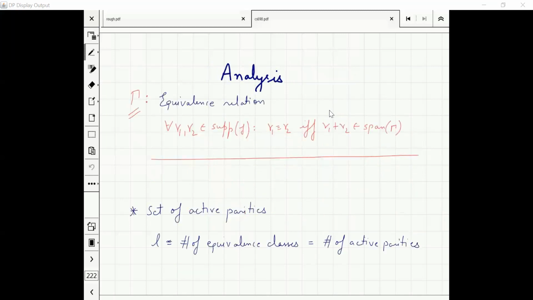So at every step, I get a set of active parities, and using gamma, I can define the number of equivalence classes, the number of active parities. This is something which we have seen till now. This is needed to analyze what happens to the function when we fix some parities. Is the definition of any of these quantities not clear to you?